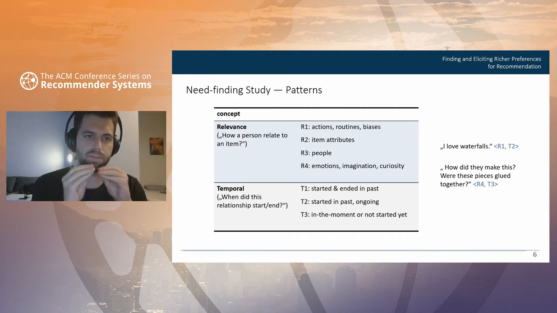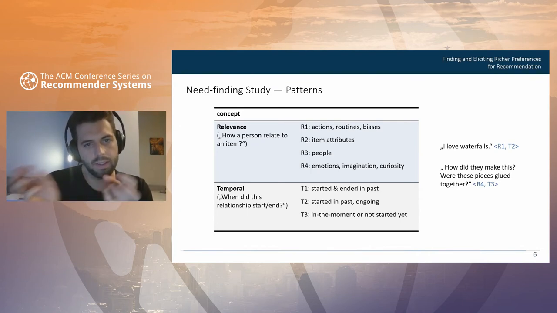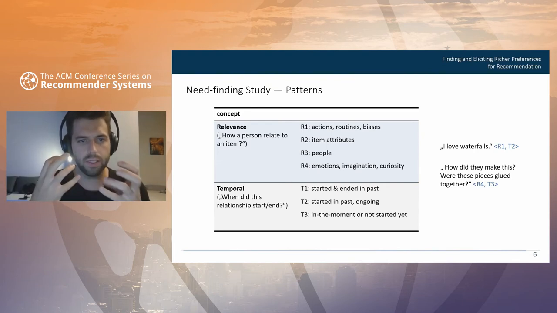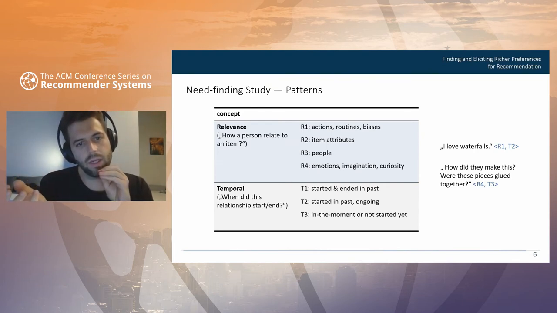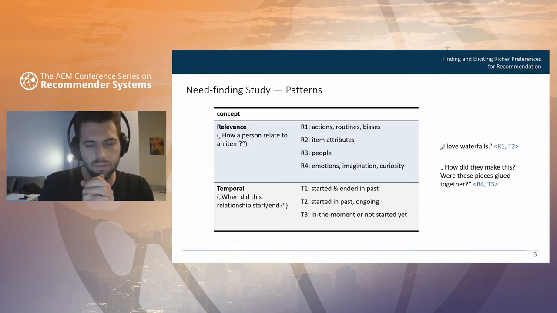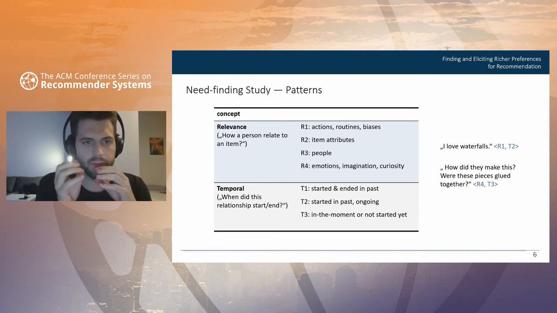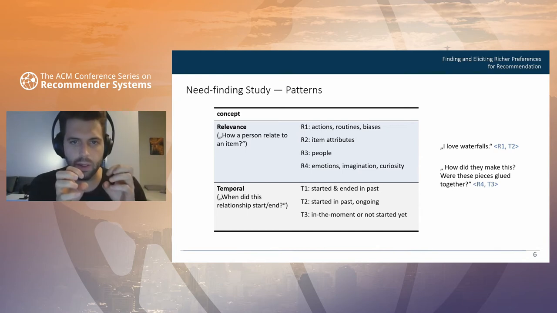Like, when did this relationship start or end? So it could have started and ended in the past, for example, memories. It could have started in the past and is still ongoing, like background interests. And then it could also be just happening in the moment or haven't started yet. So just to show you how we annotated preferences, here's one. I love waterfalls. And so that would be relevant because of a background interest or, you know, bias. And it is something that started in the past and is still ongoing.